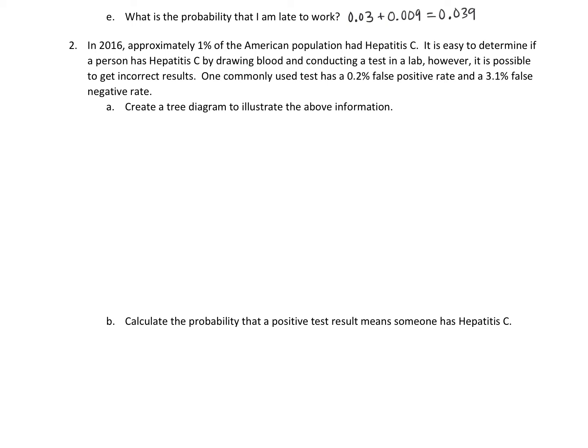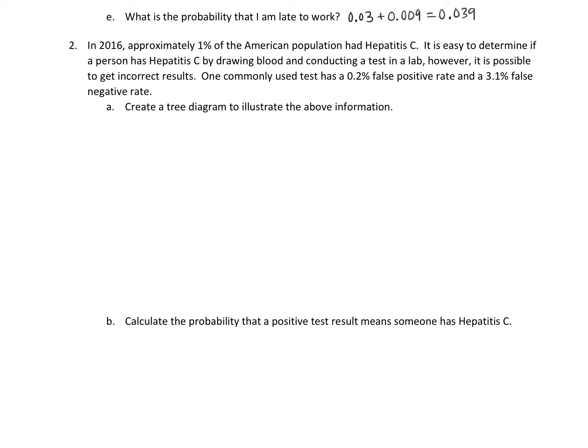Let's look at a second example. In 2016, approximately 1% of the American population had hepatitis C. It's easy to determine if a person has hepatitis C by drawing blood and conducting a test in a lab. However, it is possible to get incorrect results. One commonly used test has a 0.2% false positive rate and a 3.1% false negative rate. Create a tree diagram to illustrate the above information.